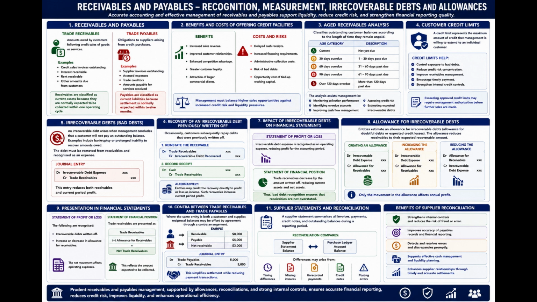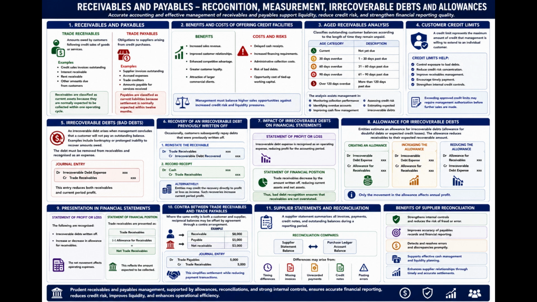8. Allowance for irrecoverable debts. Because some customers may default in future, entities estimate an allowance for irrecoverable debts, also called allowance for doubtful debts or expected credit losses. The allowance reduces receivables to their expected recoverable amount. Creating an allowance: Dr. Irrecoverable debt expense, Cr. Allowance for receivables.